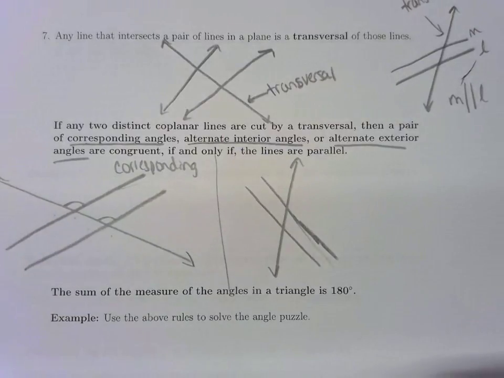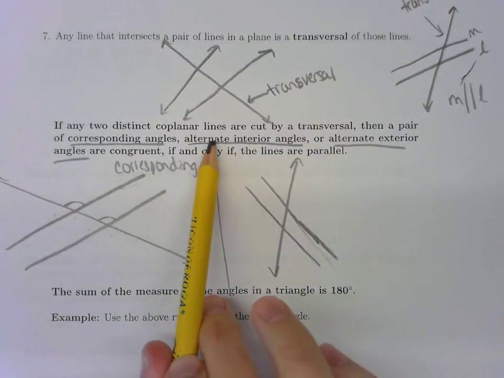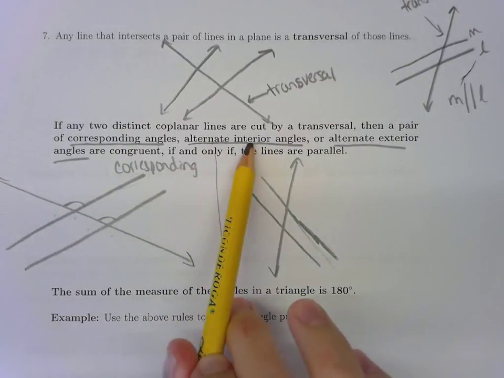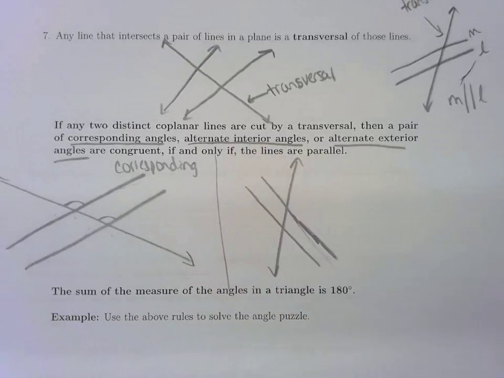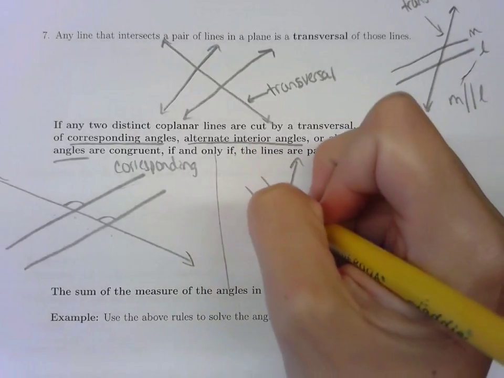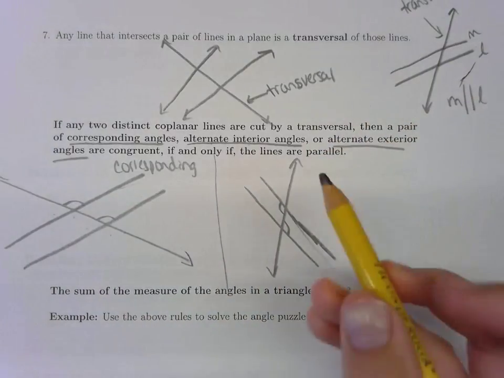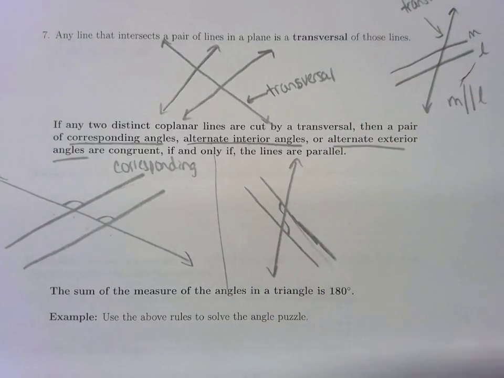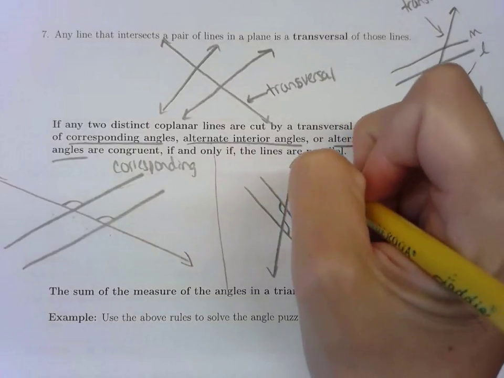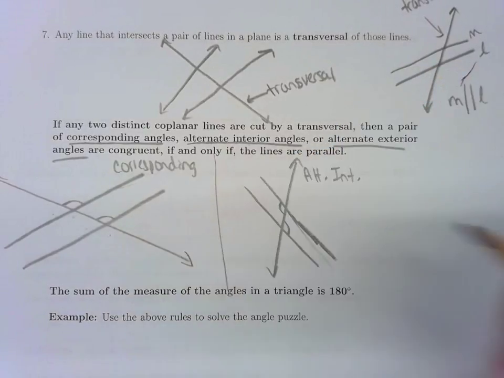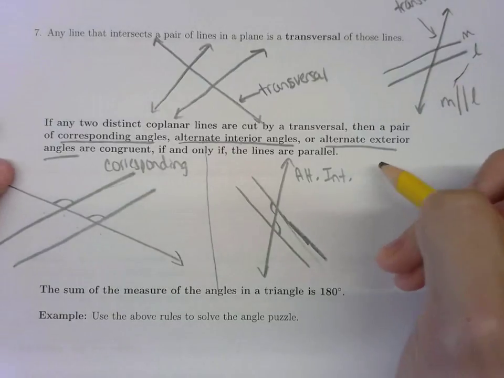Okay, alternate interior. So that means alternate, which is opposite, and they need to be interior, which means they're going to be inside of the parallel lines. So alternate interior would be like this angle and this angle. I could have used this angle and this angle. So those are also congruent as long as these lines are parallel, which I've drawn them to be.